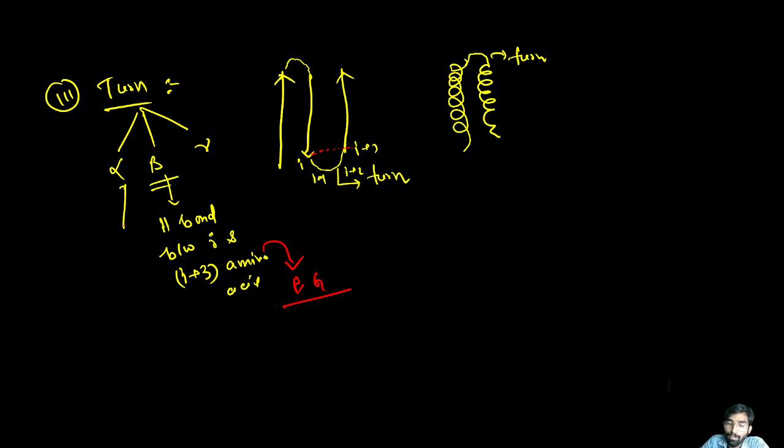And for the alpha turn, the hydrogen bond is between I and I plus 4, and for the gamma turn between I and I plus 2. But the most common is the beta turn. Now, also in some cases some loops are there.